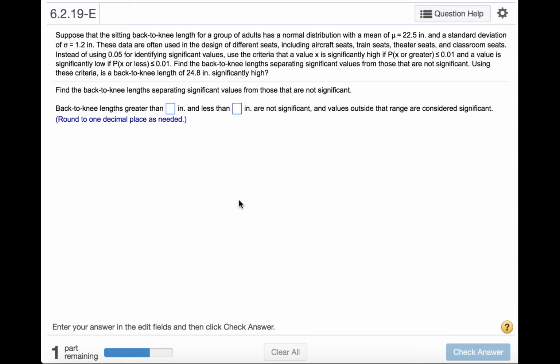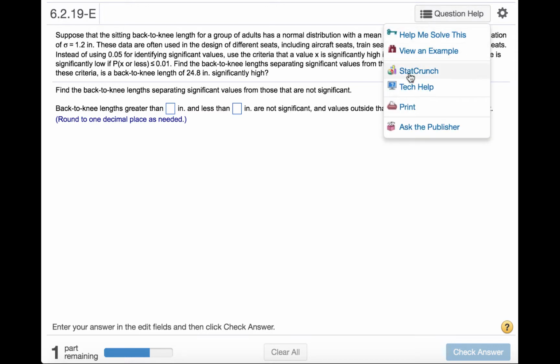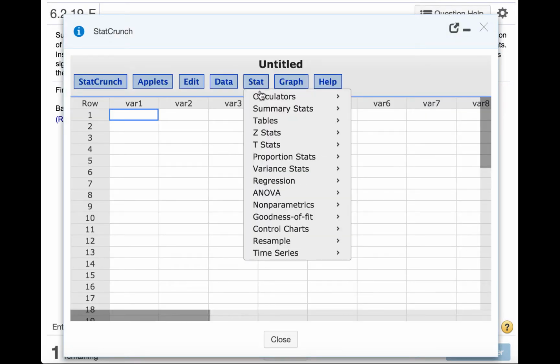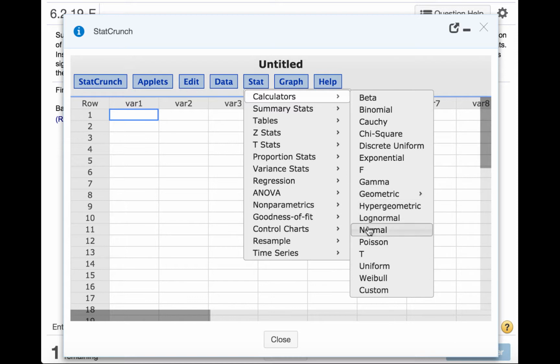Find the back-to-knee lengths separating significant values from those that are not significant. Using these criteria, is a back-to-knee length of 24.8 inches significantly high? We can use StatCrunch to help us solve this, so we'll click Question Help, StatCrunch, Stat, Calculators, Normal.